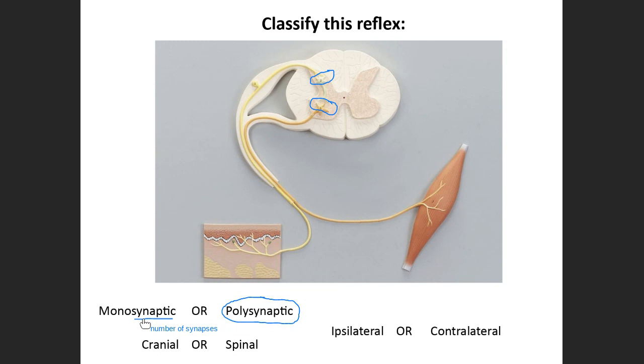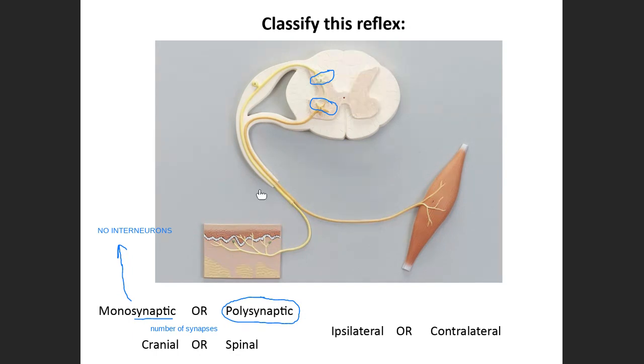On my reflexes that are monosynaptic, that have 1 synapse, I'm actually missing one of my kinds of neurons. Which of these 3 neurons is usually missing when we have a monosynaptic reflex? Is it the sensory, the motor, or the interneuron? If I'm monosynaptic, who do we skip? Yeah, exactly. If you have a monosynaptic reflex, you have no interneurons. No interneurons. Because I only have 1 place where neurons talk to each other.